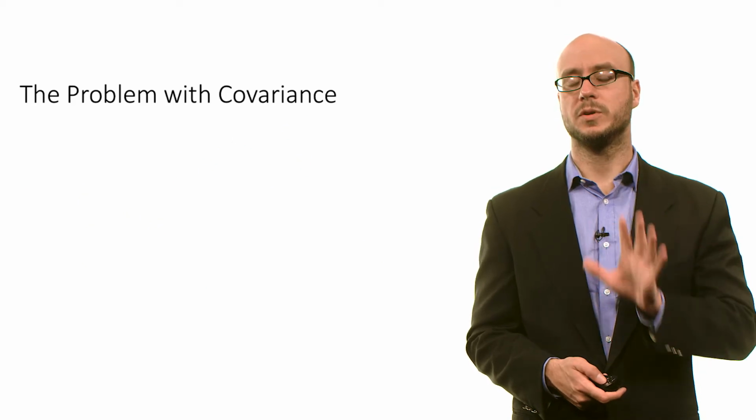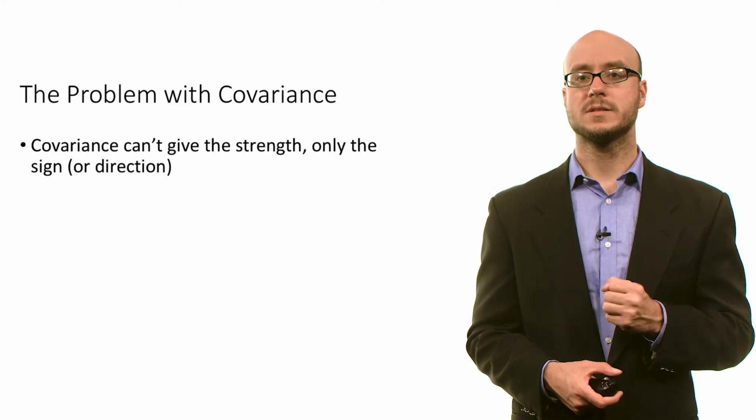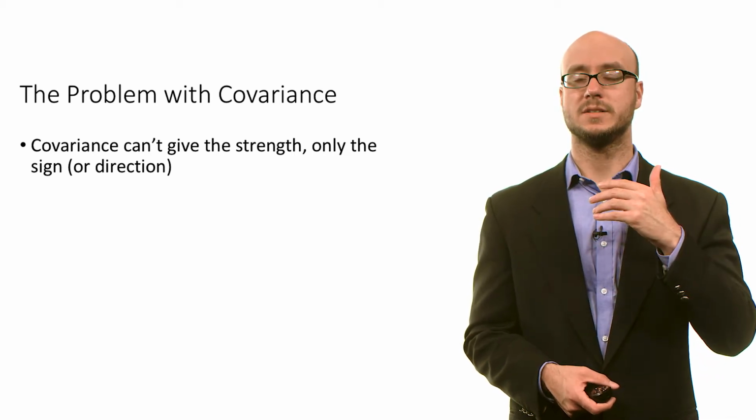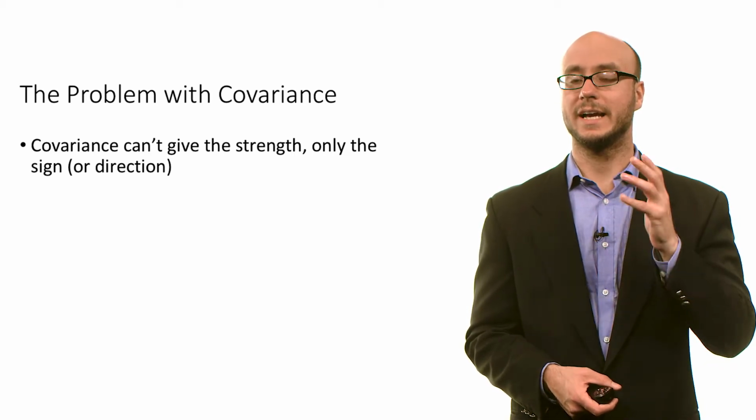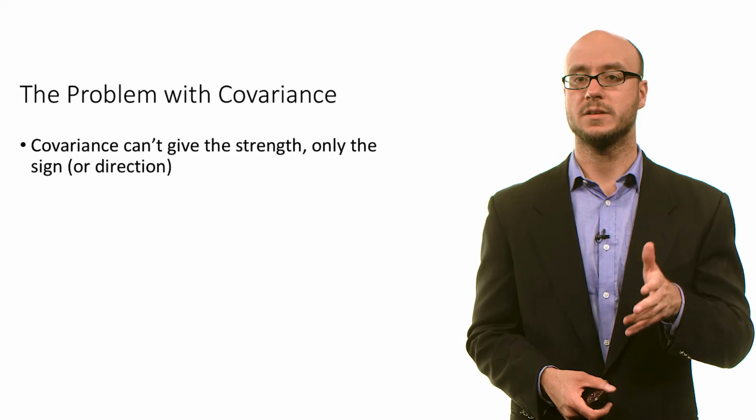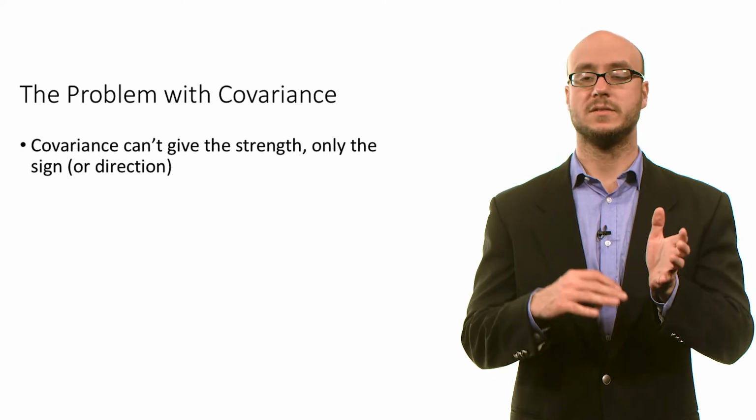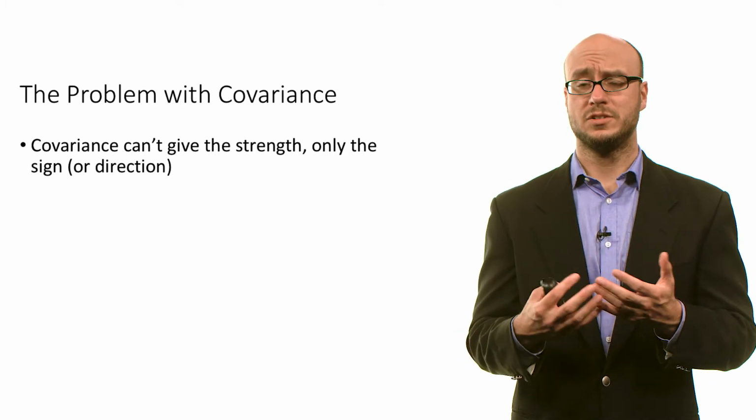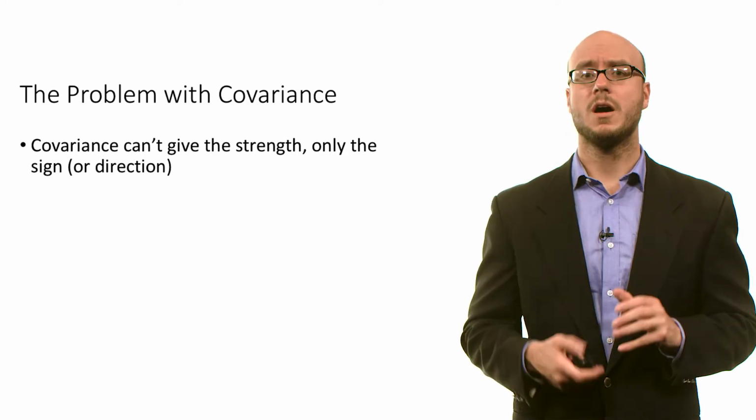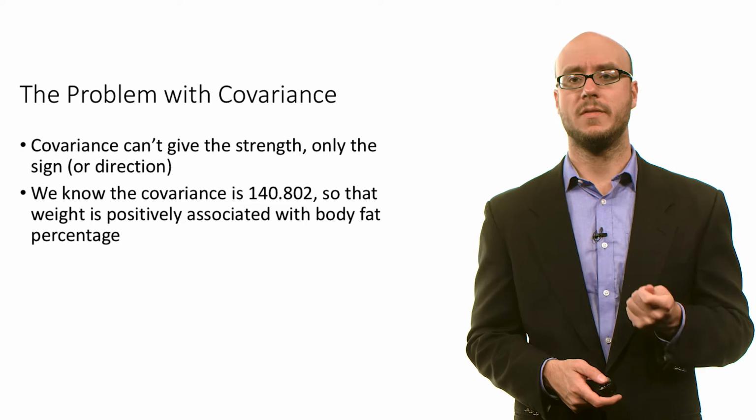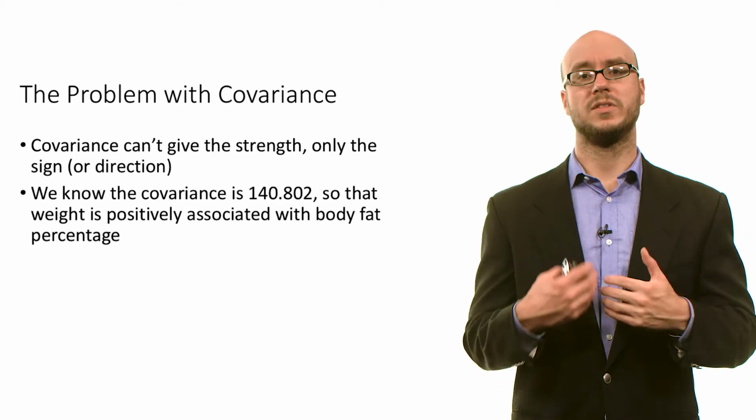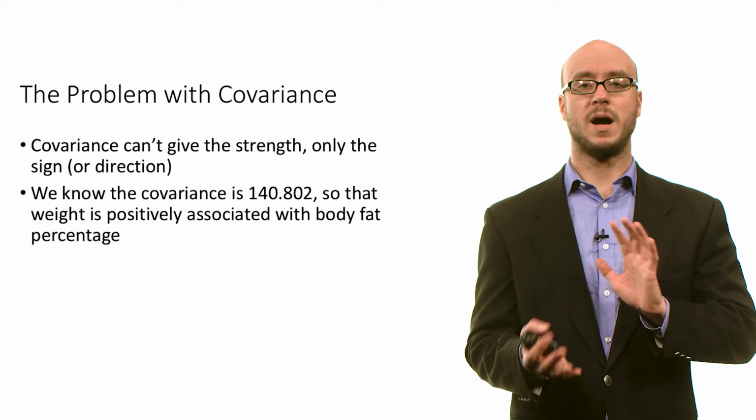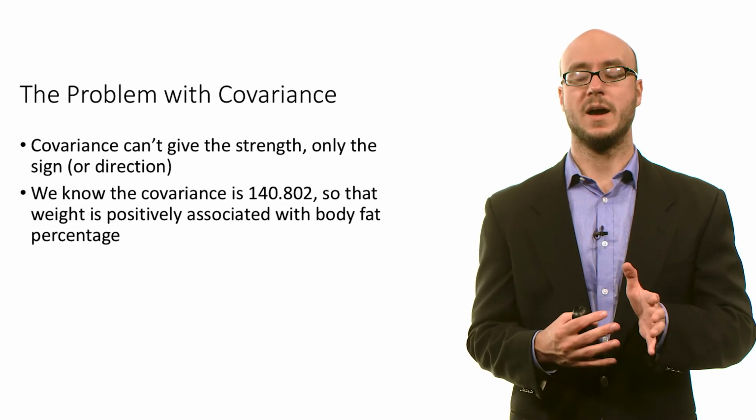However, there's a problem with covariance. Covariance can only give us the sign, or the direction. It cannot give us the size or the strength. So with covariance, we know it's positive, negative, or zero. But in terms of the overall strength or magnitude, or the size, we don't know, because covariance is dependent on the units. All we know with a covariance of 140.802 is that weight is positively associated with body fat percentage.